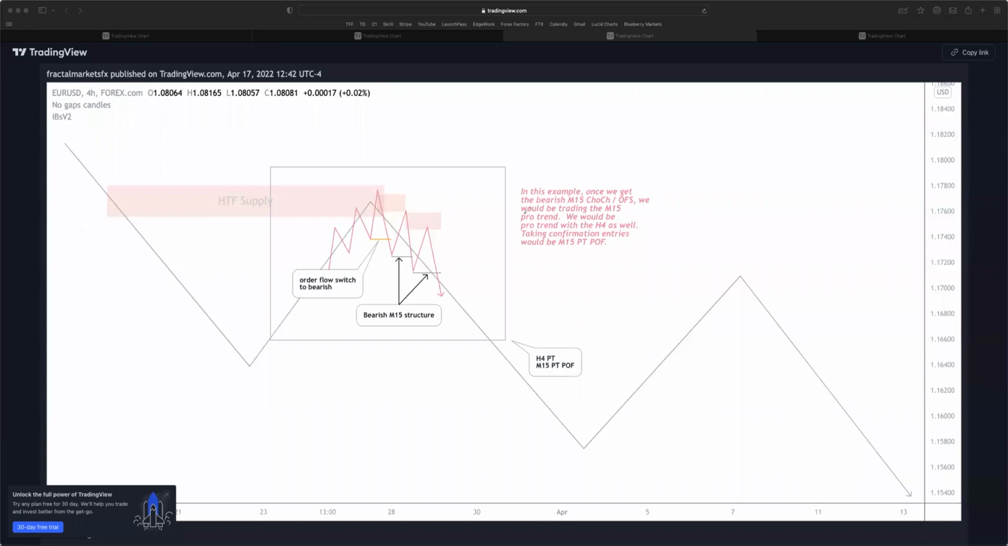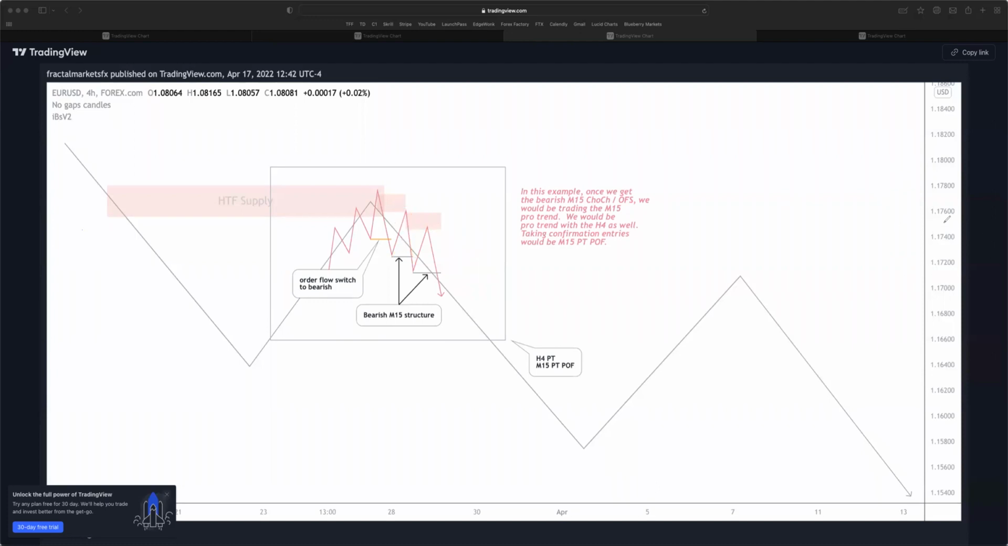So in this example, once we get the bearish M15 CHoCH order flow shift, we would be trading the M15 pro trend, right? Right here, pro trend, pro order flow. Cool. Session trading kind of makes you focus on a long way to train my mind for when I identify the, yeah, man, 100%, 100%. I got you. It's a whole other aspect.